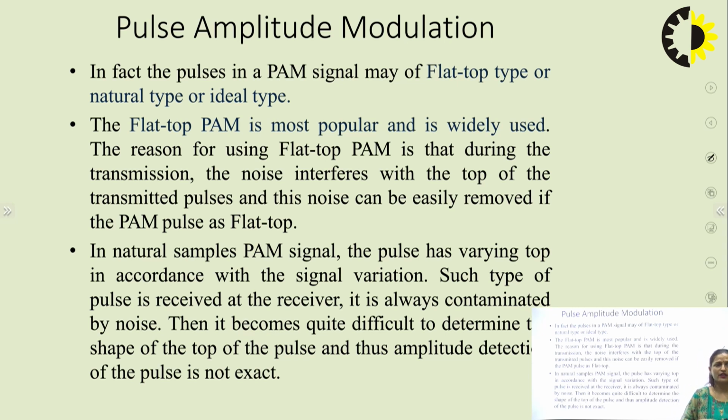If we are using natural PAM, in natural sampled PAM, the pulses have a varying top in accordance with the signal variation. Such type of pulse is received at the receiver and it is always contaminated with noise. So to remove the noise, we go towards the flat top. Then it becomes quite difficult to determine the shape of the top of the pulse, and thus amplitude detection of the pulse is not exact.